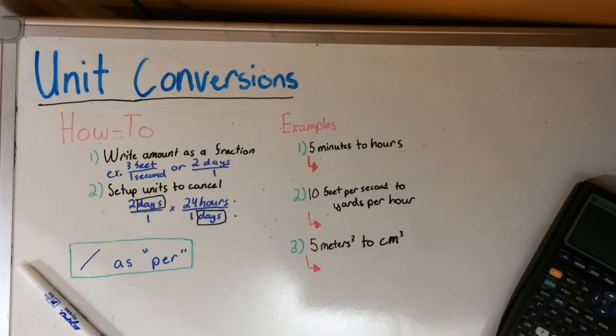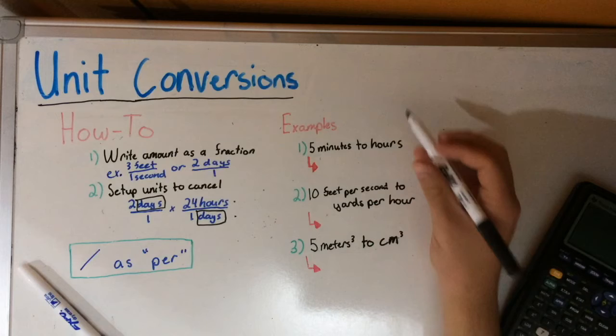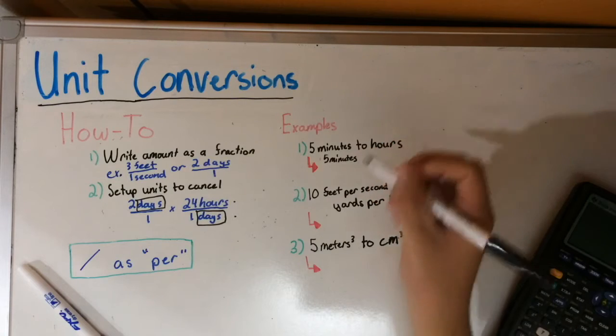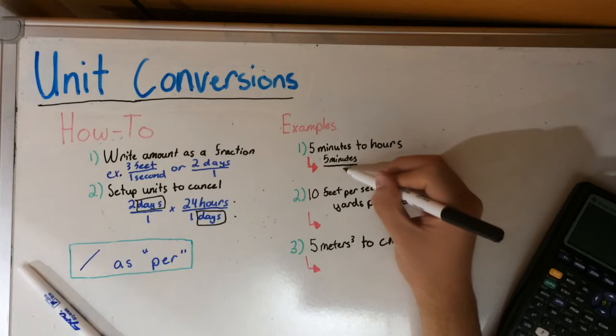Example 1, we want to convert 5 minutes to hours. So we're going to go ahead, refer to our how-to. You see that we have to write our amount out as a fraction. So we'll go ahead and do that. So we know we have 5 minutes. And there's no per, so we're just going to put it over top of 1, so 5 minutes over 1.